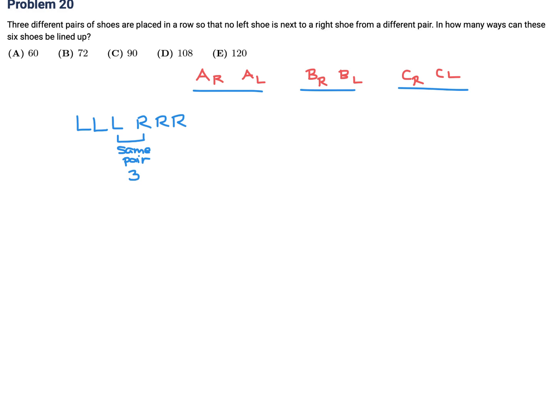Then for the first L, we have only 2 remaining L's left. So we have 2 choices. And then for the second L, we have only 1 choice. Similarly, for the first R, we had 3. That's why we put a 3 there. But for the second R, we have only 2 choices. And for the third R, we have only 1 choice left. So the number of ways, number of permutations, whatever term you want to use, in this case would be 2 times 1 times 3 times 2 times 1, and that, I believe, is 12.